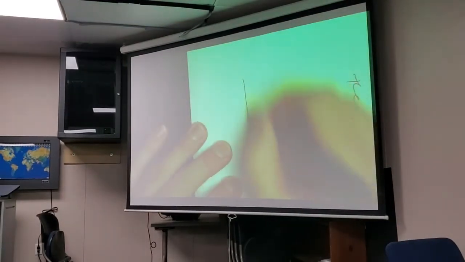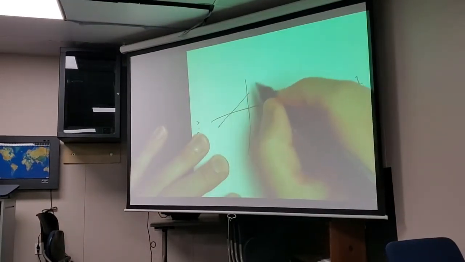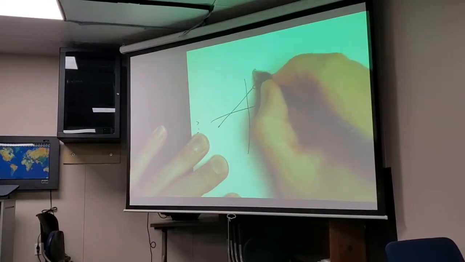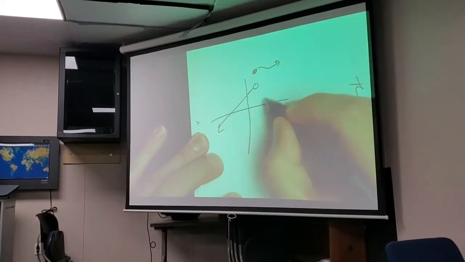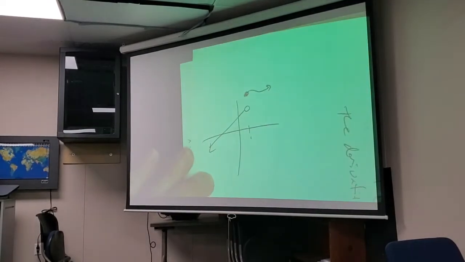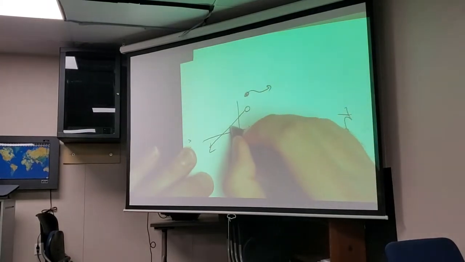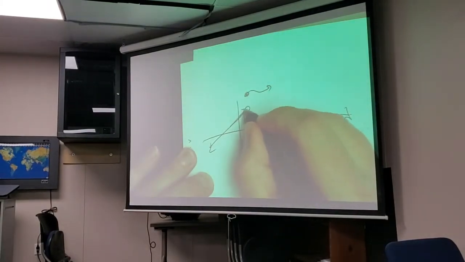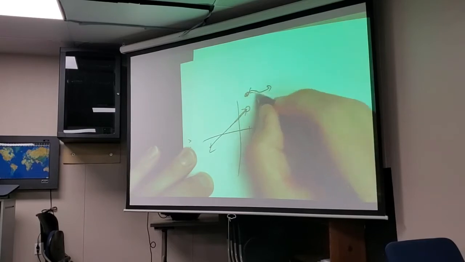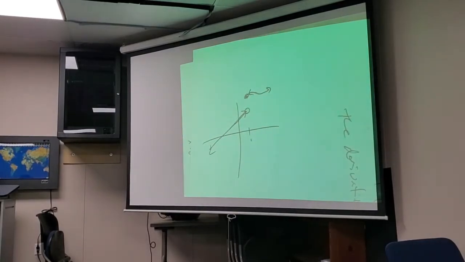No. So if I had a function that did this, is that continuous at 1? No. So I've got to look at the function that's defined in this direction and the function that's defined in this direction. Do they agree at that point?